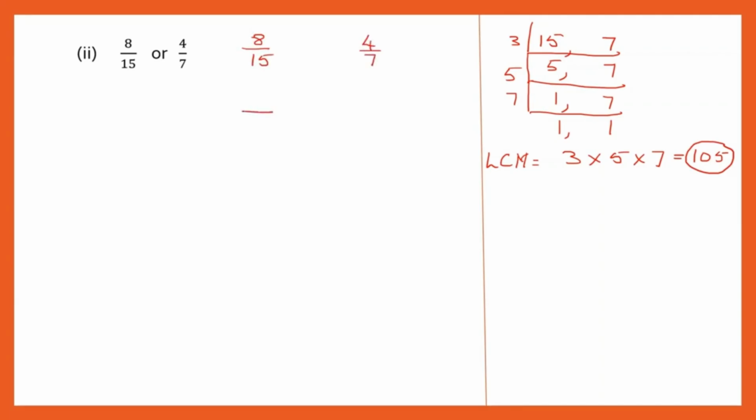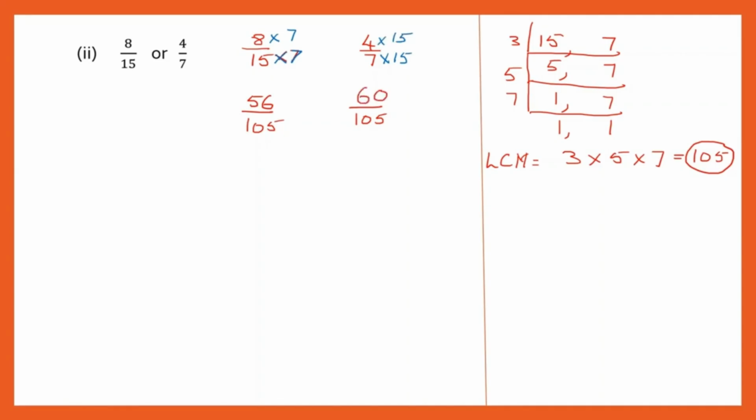Okay, now my LCM is 105, which I'm going to use as a common denominator, 105. 15 into 7 is 105. So I'm going to multiply 8 also by 7. 8 sevens are 56. Let me go on to the next one. 7 into 15 is 105 and 4 into 15 is 60.